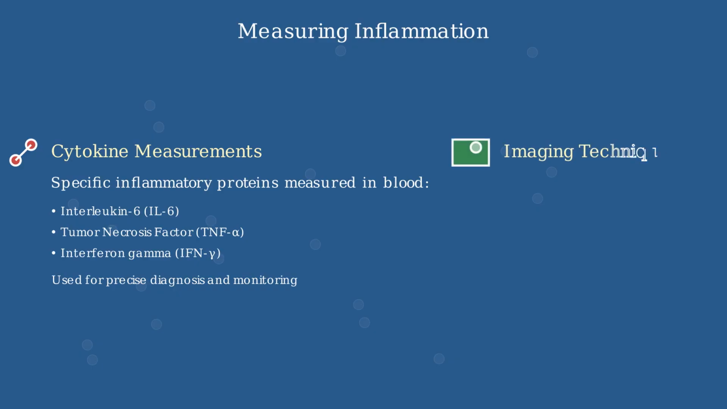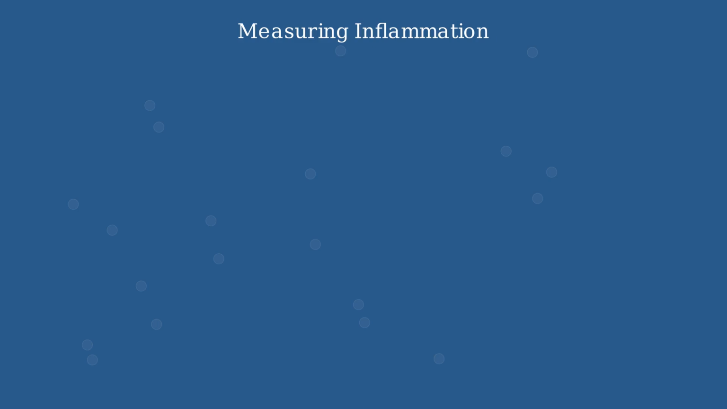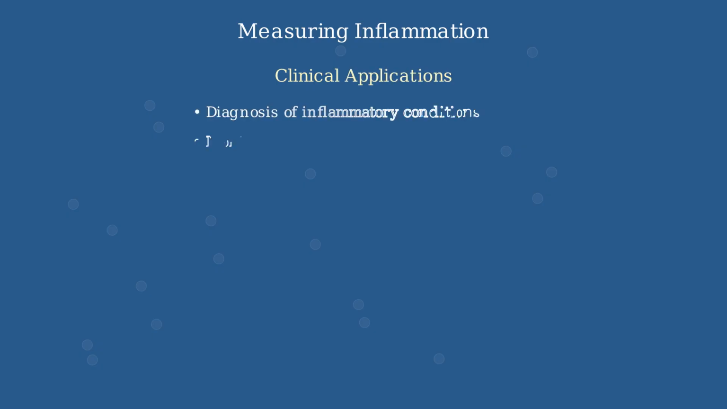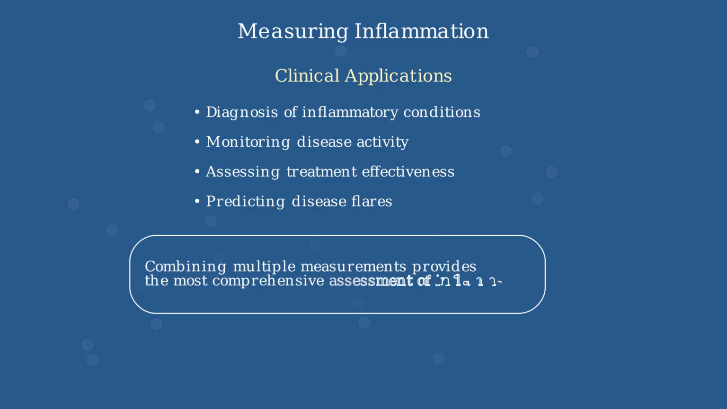Imaging techniques like MRI, ultrasound, and PET scans can visualize inflamed tissues directly, showing swelling, increased blood flow, and tissue changes. These various measurement techniques serve important clinical purposes. These measurements help clinicians diagnose inflammatory conditions, monitor disease activity, assess treatment effectiveness, and predict disease flares. Combining multiple measurement techniques provides the most comprehensive assessment of inflammation, enabling personalized treatment approaches.